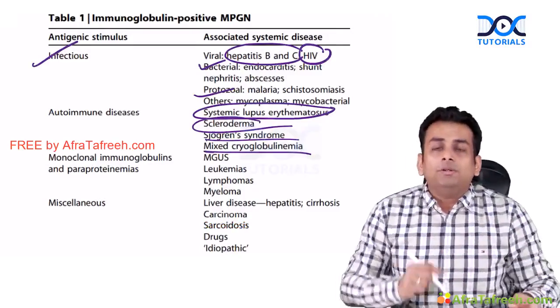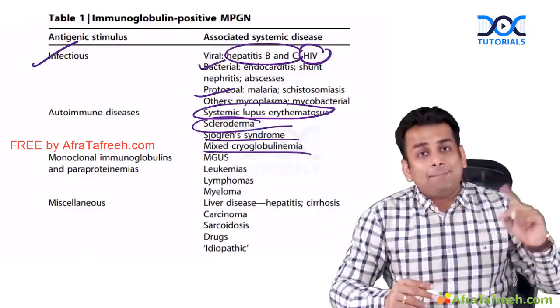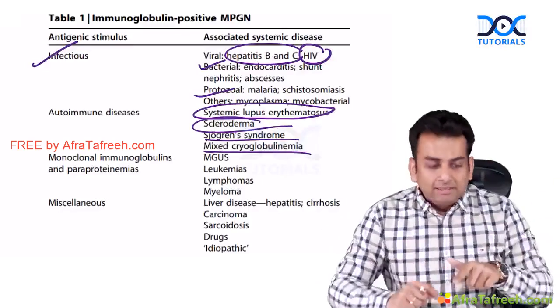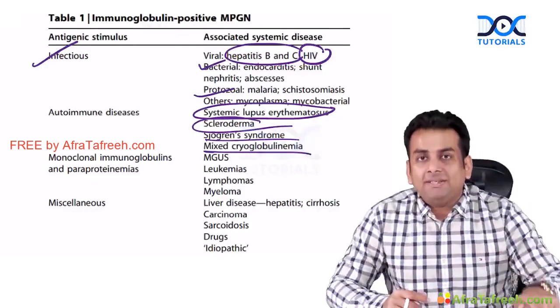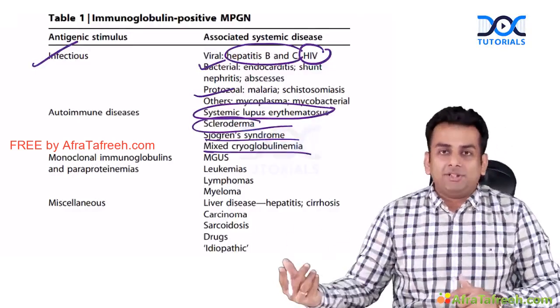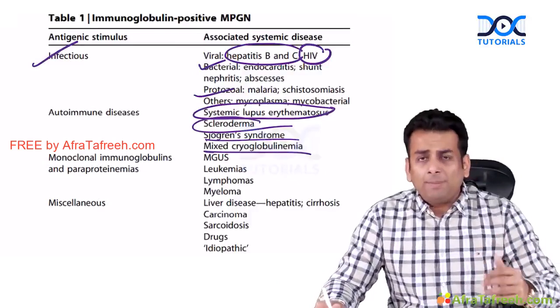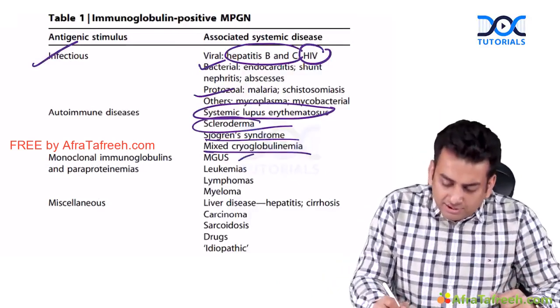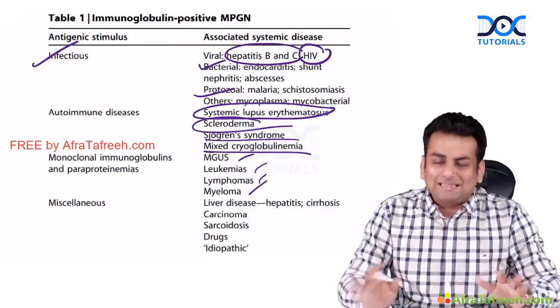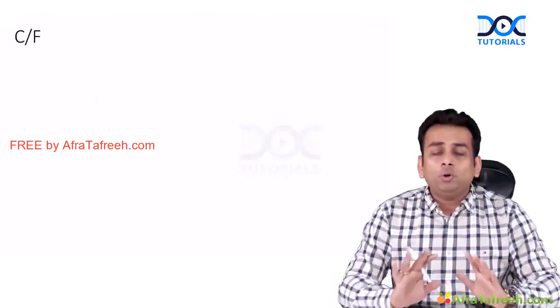even a cryoglobulinemia. Now, henceforth, when we shall discuss cryoglobulinemia, there I shall tell you the most common histopathological light microscopic finding is MPGN. So just see, when I am teaching you MPGN, I am teaching you the cause of cryo. When I am discussing cryo, I will tell you about MPGN, of course. Next, monoclonal gammopathies like MGUS, leukemia, lymphoma, myeloma, and miscellaneous causes, of course.